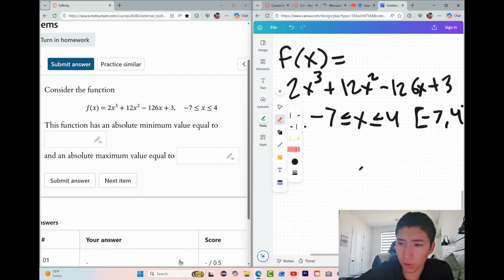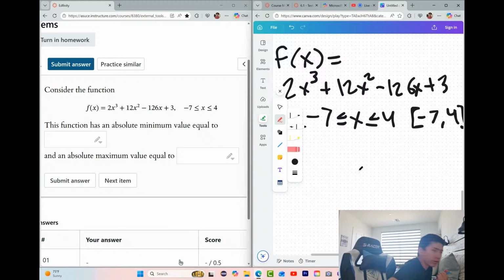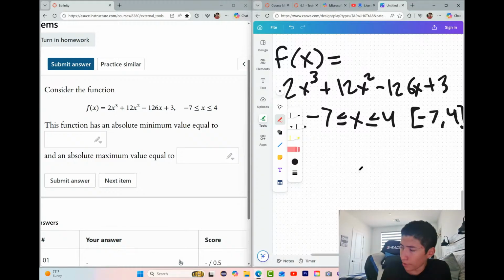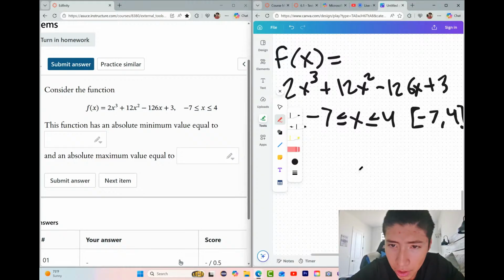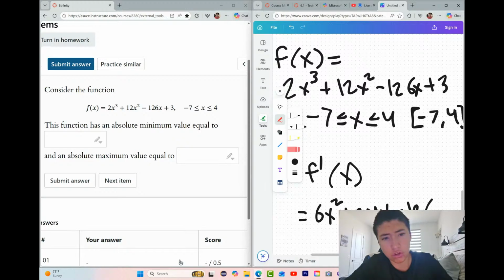Okay, hold on. So -7 all the way to 4. This function has an absolute minimum value equal to. Okay, cool. So they're asking about the result by plugging in the x. So f prime of x, oh, easy. We're already given the simplified version. 6x squared plus 24x minus 126.